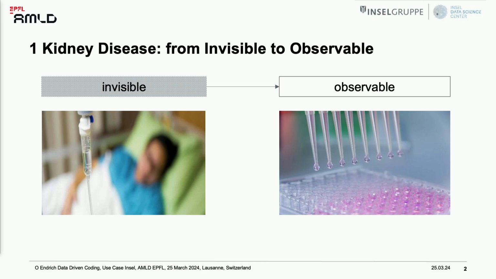The specific thing with this diagnosis is that it is often invisible. It doesn't hurt. You have to run lab tests to make it observable. So how to make this invisible diagnosis observable? You have to get tested.